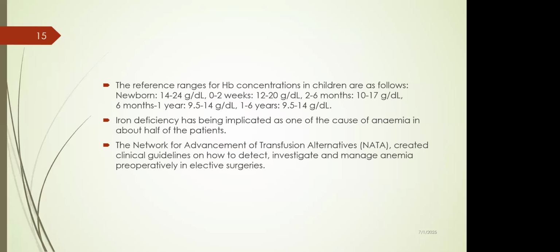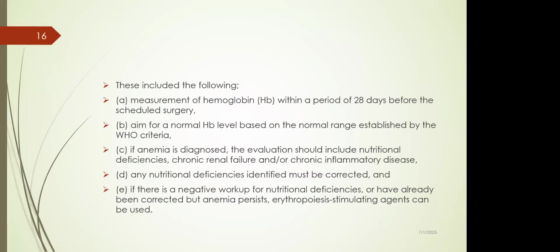So that below this reference range, the pediatric patient could be considered as anemic. Now, iron deficiency has been implicated in most of the causes of anemia in the preoperative patients. Now, the Network for Advancement of Trauma Alternatives created clinical guidelines on how to detect, investigate, and manage anemia proactively in elective cases. Now, these include a measurement of hemoglobin within a period of 28 days before the scheduled surgery.